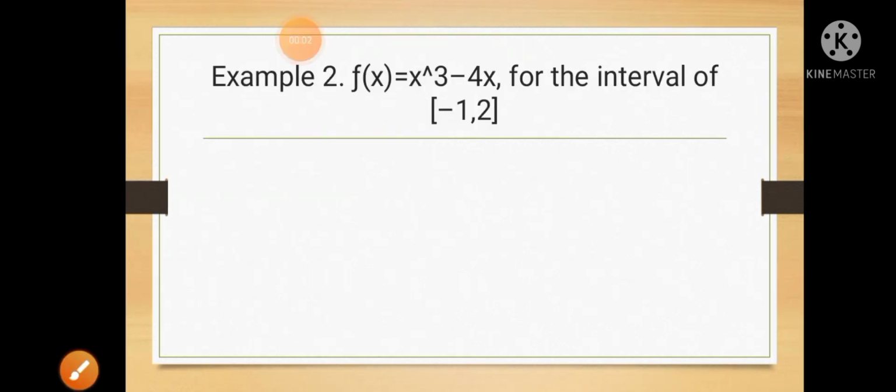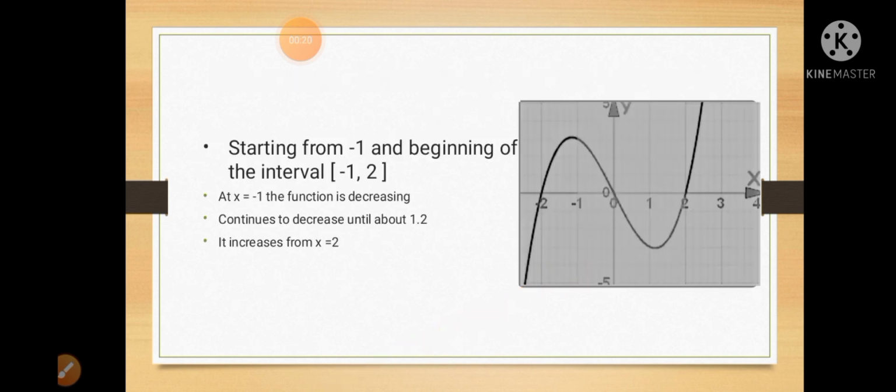So, let us try to find where a function is increasing or decreasing. For example number 2, f(x) = x^3 - 4x for the interval of negative 1 to positive 2. Let us plot it, including the interval of negative 1 to 2.